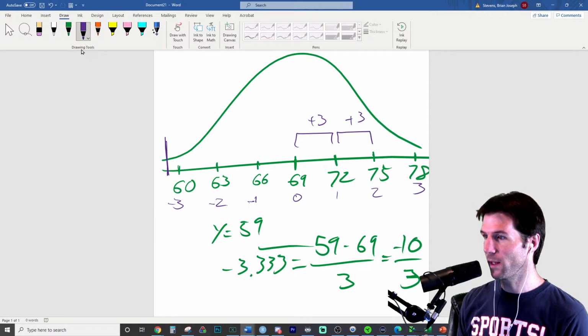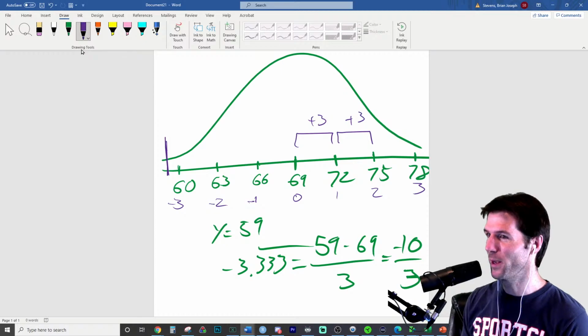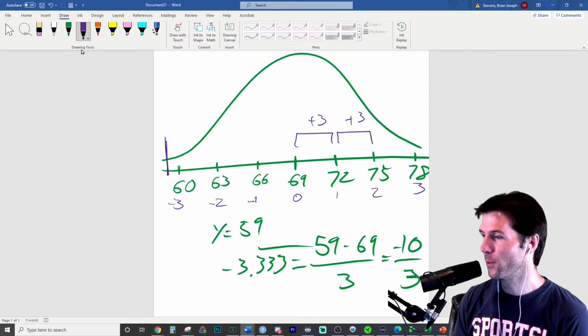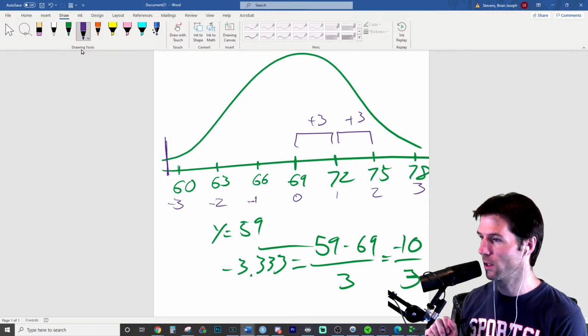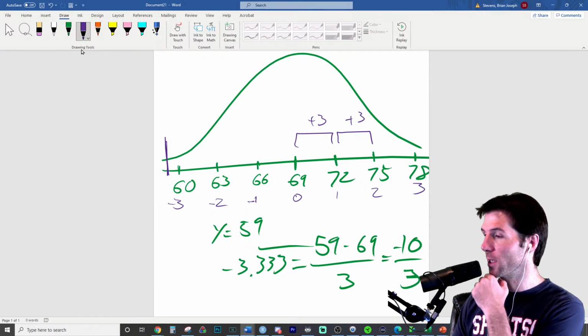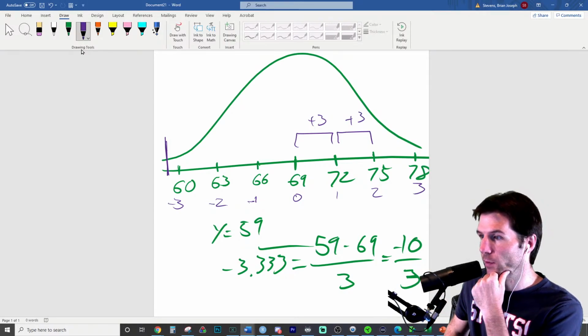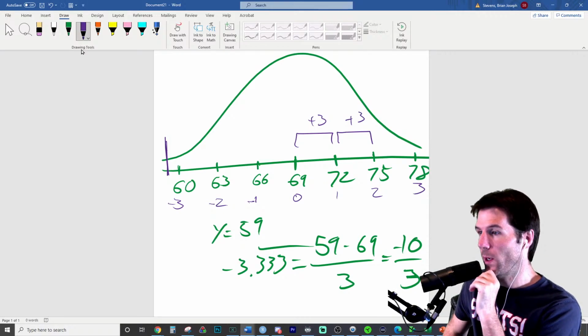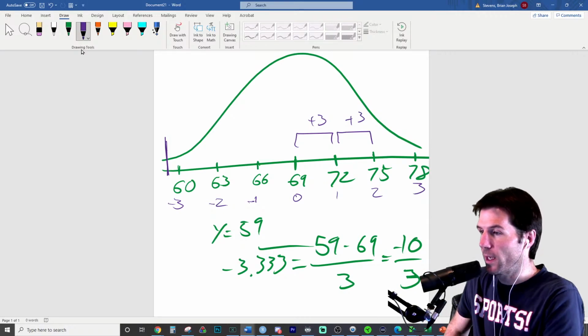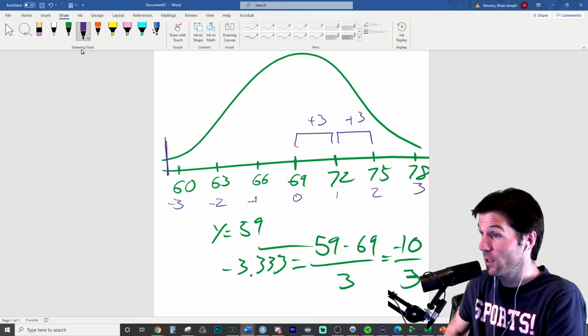Now, if Brian had a friend like my friend Brian, who was my roommate, who was 5'9", Brian's roommate would have a z-score of what? Last question here, then I'm going to look at Jillian's thing. Brian's roommate was 5'9", 69 inches tall. Brian's roommate has a z-score of what?